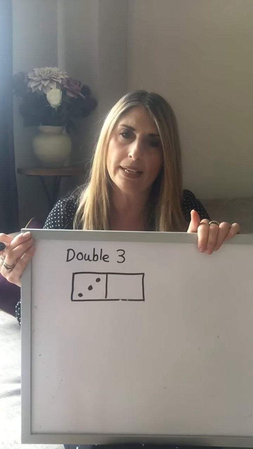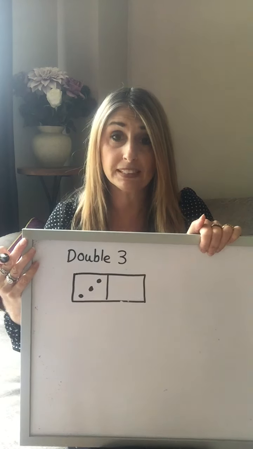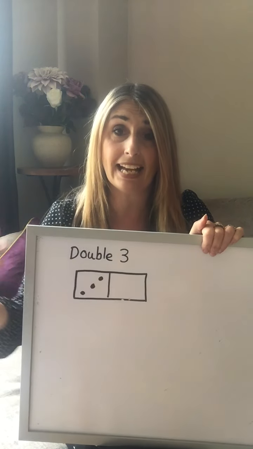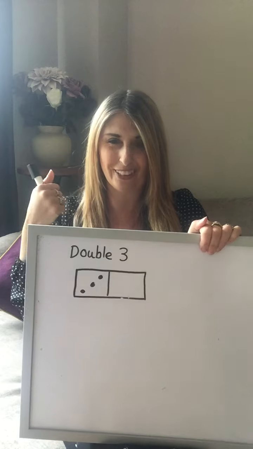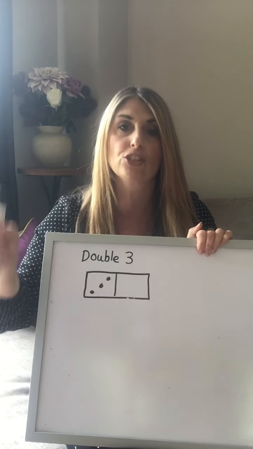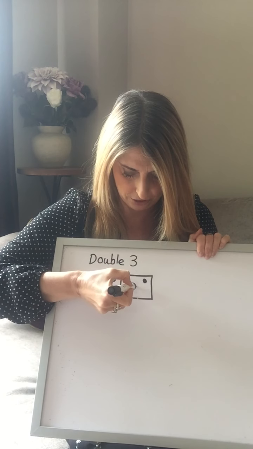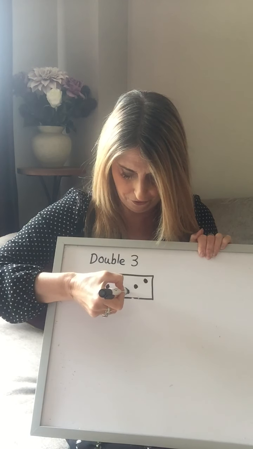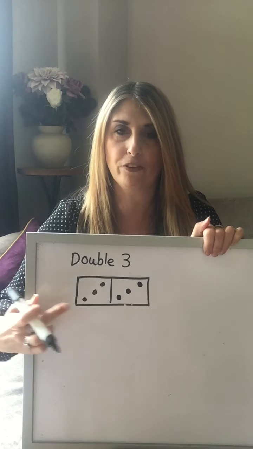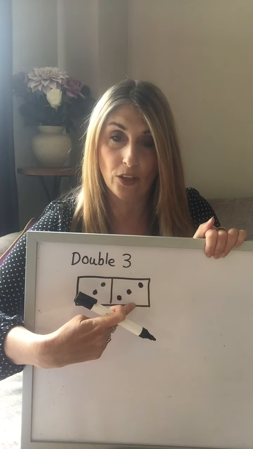Can you remember what we need to do to double? What do we need to do to this side? If you've said we've got to do the same amount again, you were right. Well done, children. So we need to draw the same amount, 3. So 1, 2, 3. Okay, so we've got 3 on this side and 3 on this side.